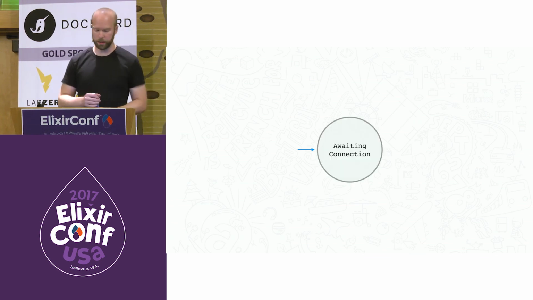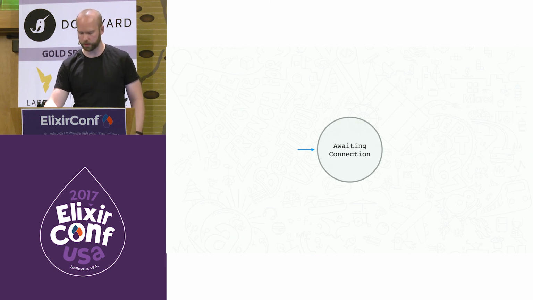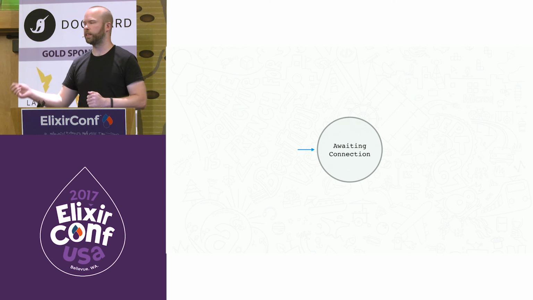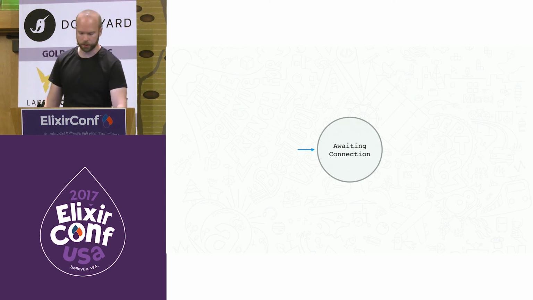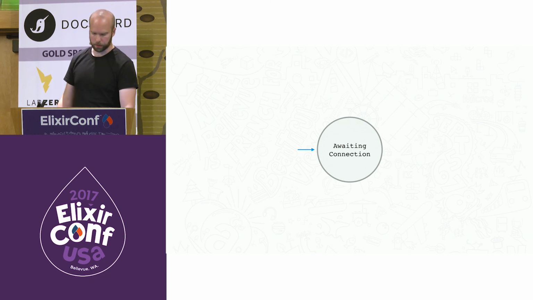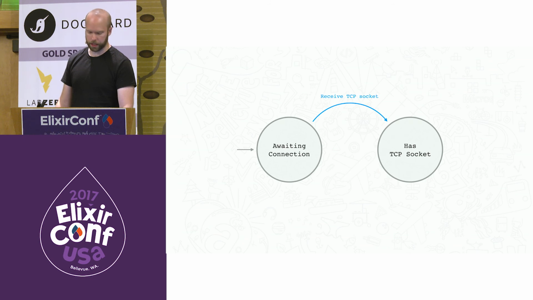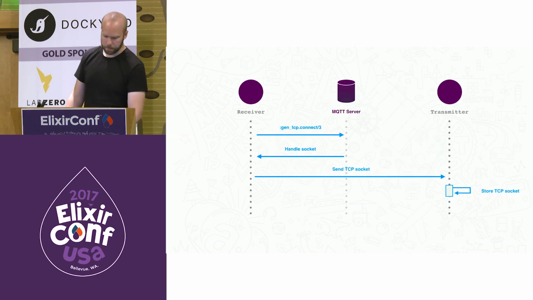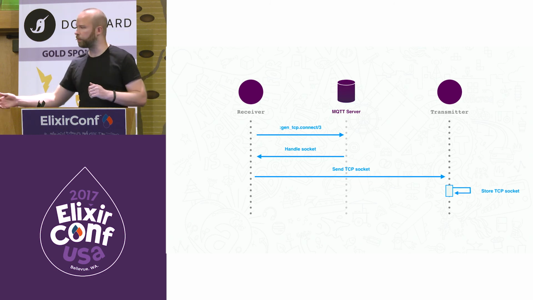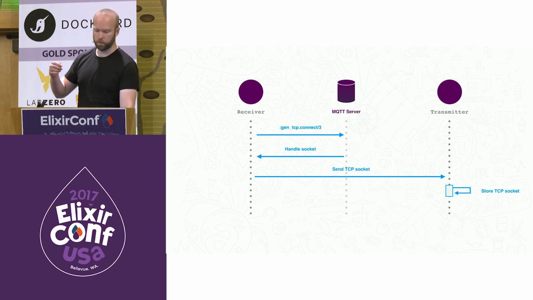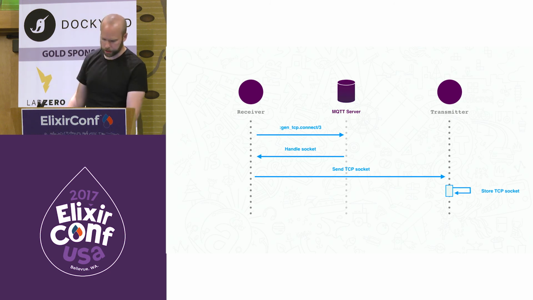And we boot into an awaiting connection because when I talked about ports, I mentioned that you can send data to a port. You just need to have a reference to it. But we, of course, don't have one when we start out. So we need to get it from the outside. And that happens when the receiver connects to the broker and receives a socket, then we will, by side effect, send it to the transmitter, which will store the socket.